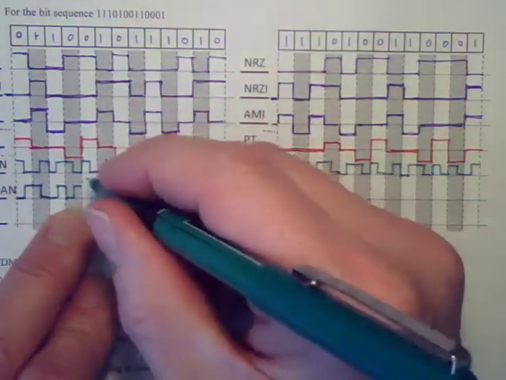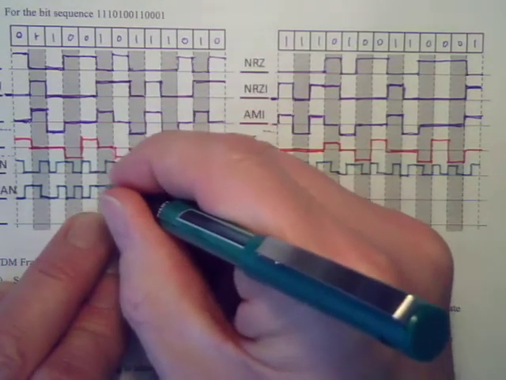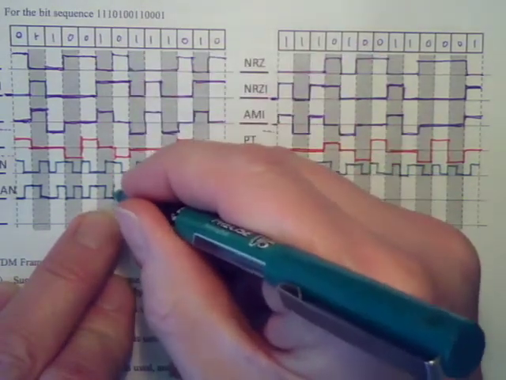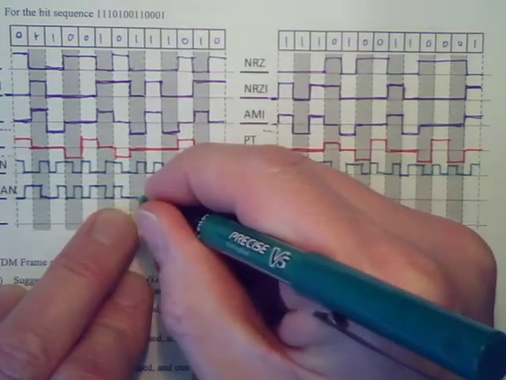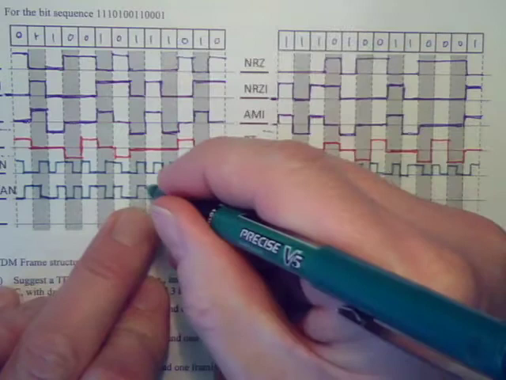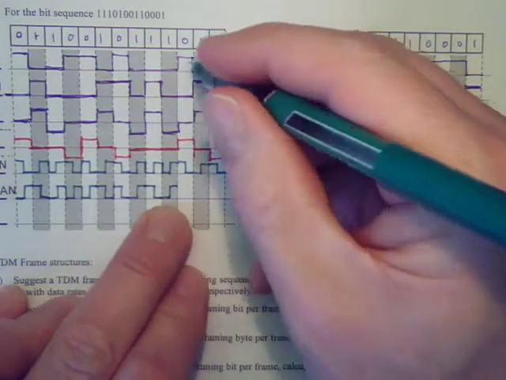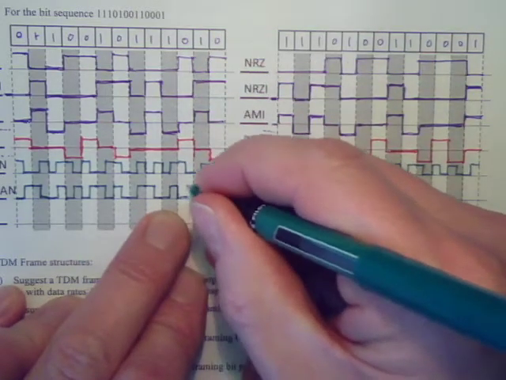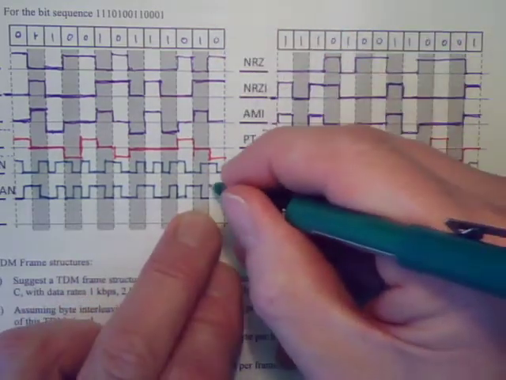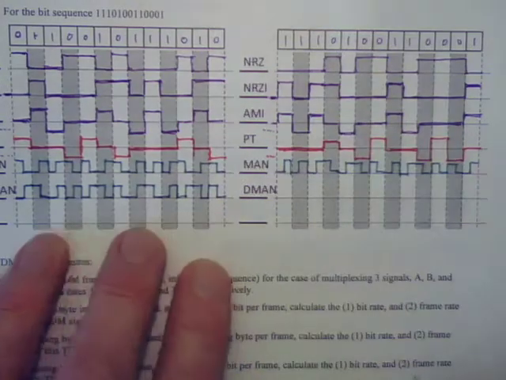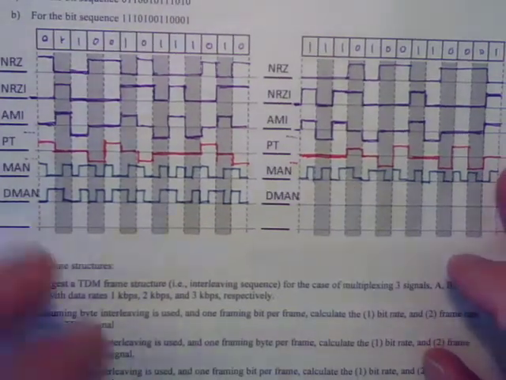A 0 adds a transition at the beginning, keep it at the middle. None at the beginning, keep it at the middle. Added at the beginning, keep it at the middle. None at the beginning, keep it at the middle. Another 1, none at the beginning, keep it at the middle. Another 1, none at the beginning, keep it at the middle. A 0, add the transition at the beginning, keep it in the middle. A 1, don't add it, but keep it in the middle. And a 0, add it at the beginning, keep it in the middle. So these are the most complicated to do. So hopefully that way of looking at it helps.